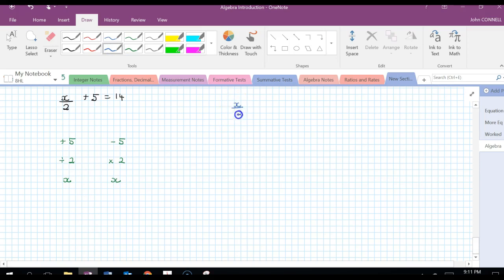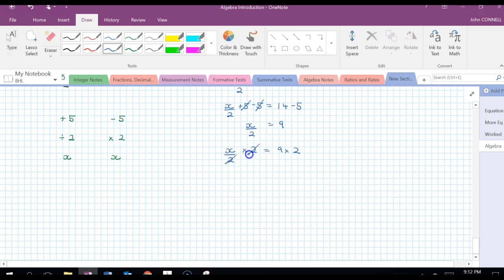So x over 2 plus 5 is equal to 14. First thing I do, because I'm undoing it now, is take 5. So it's going to be x on 2, and then I'm going to take 5 from both sides, keeping everything the same. And then 14 take 5 gives me 9. So x divided by 2 is the same as 9. And then I can multiply by 2 to find what x is. So x divided by 2 multiplied by 2 gives me 9 times 2. I'm not changing anything, I'm keeping everything the same. Those 2s cancel, and so I get x equals 18. So x is the same as 18.